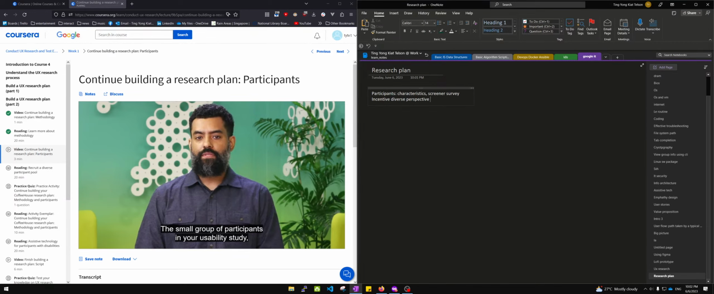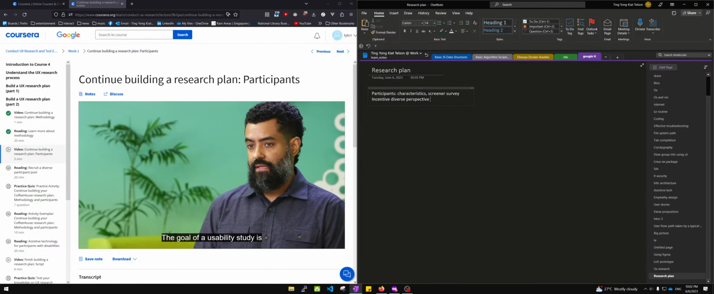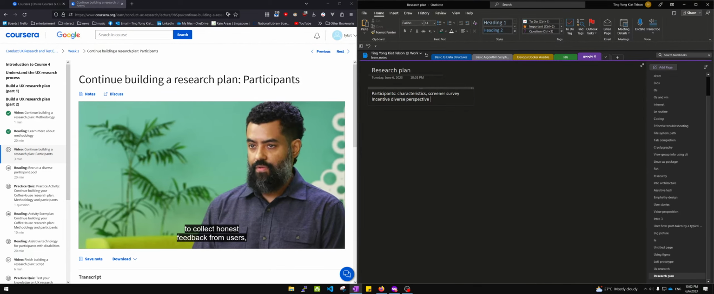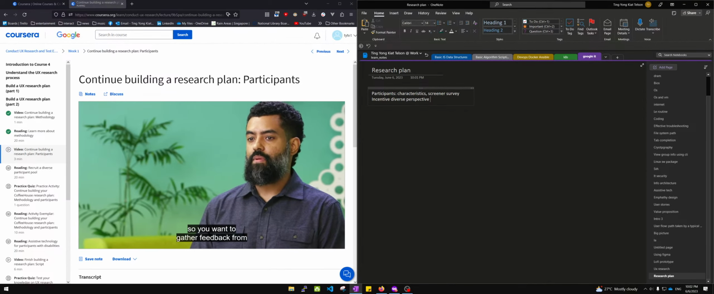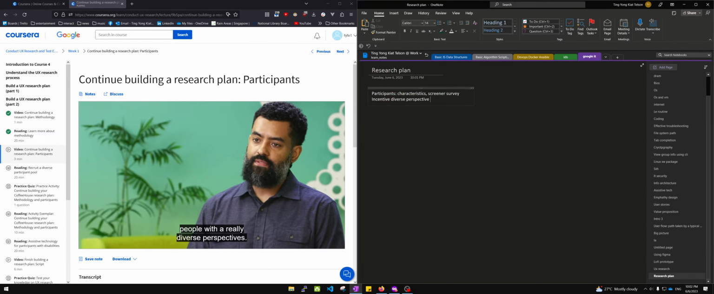When recruiting participants for your usability study, you want to have a representative sample. The small group of participants in your usability study should represent your key user group, as well as user groups that are often marginalized. The goal of a usability study is to collect honest feedback from users, so you want to gather feedback from people with really diverse perspectives.